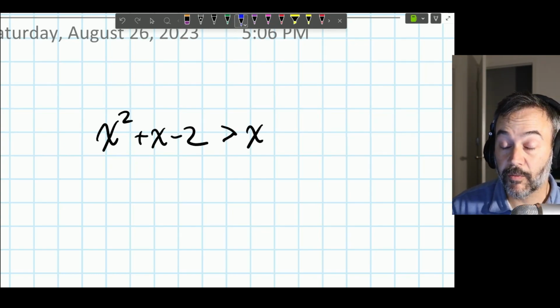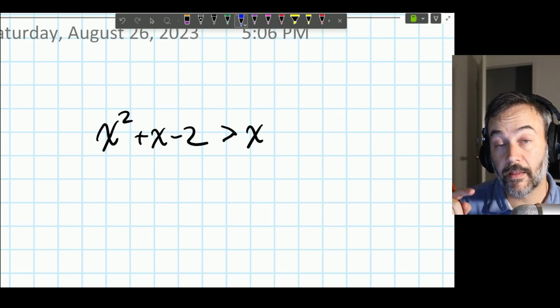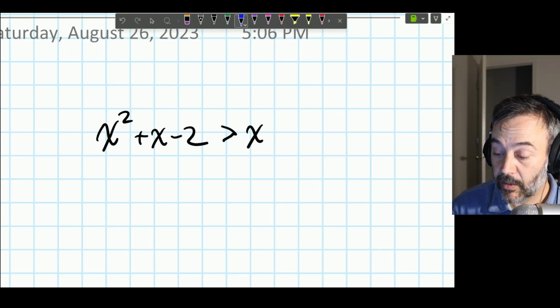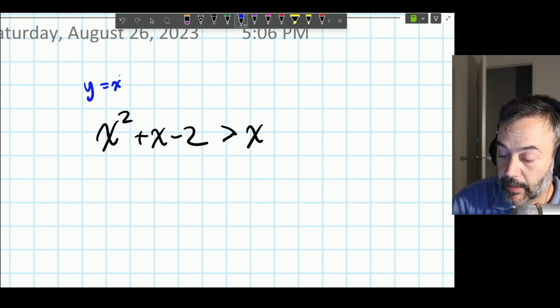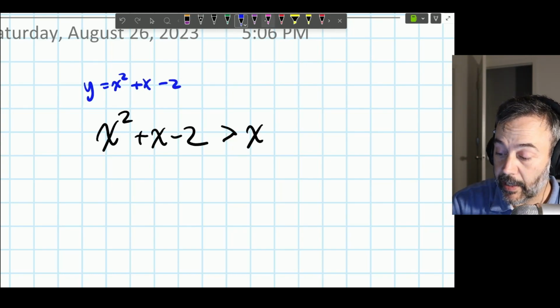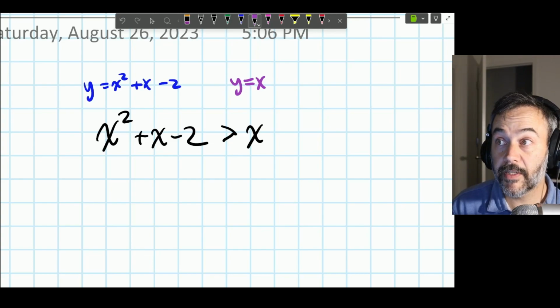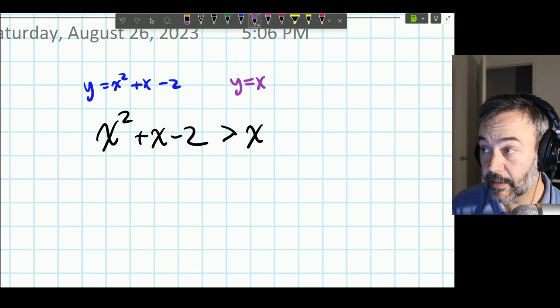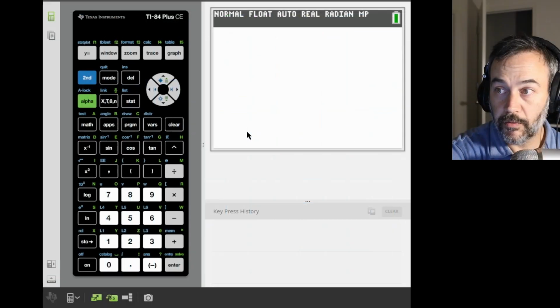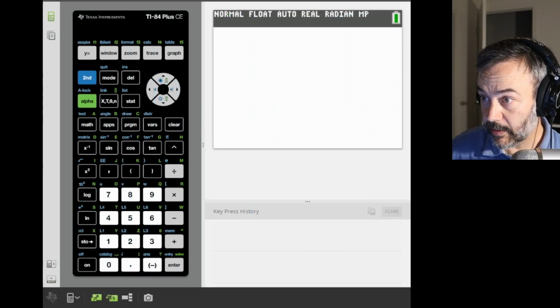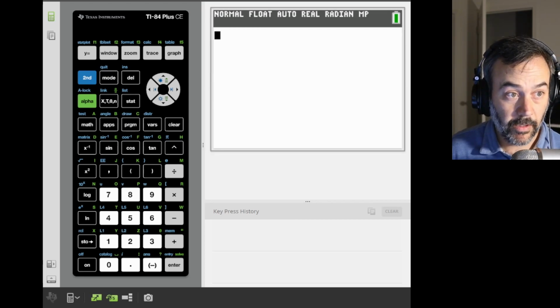And we're going to solve this graphically using the TI-84. The first way is to graph the left-hand side, y equals x squared plus x minus 2. So we'll graph that, and we will separately graph y equals x. So we'll graph those two graphs separately. Let me switch over to a graphing calculator. Now, you can't see what I wrote, but I will type that here.